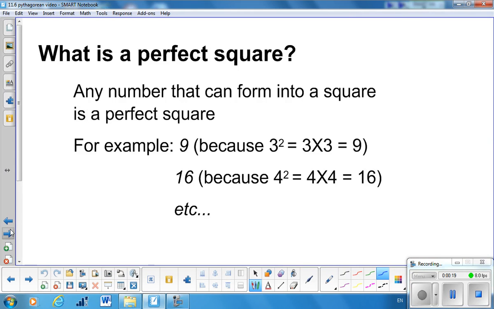A perfect square is any number that can form or can be formed into a square. So for example, 9 is a perfect square because we could take 9 blocks and arrange them 3 by 3 and get a perfect square. 16 is a perfect square because 4 squared, or 4 times 4, is 16.